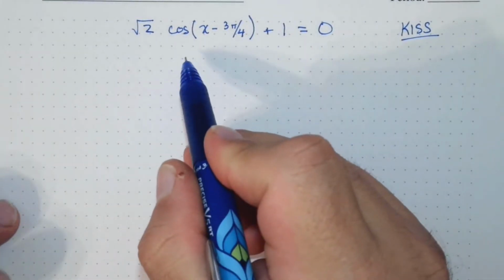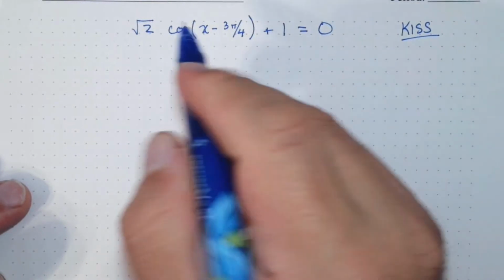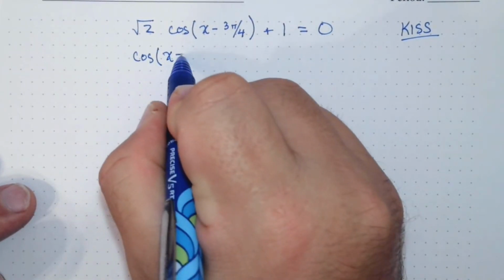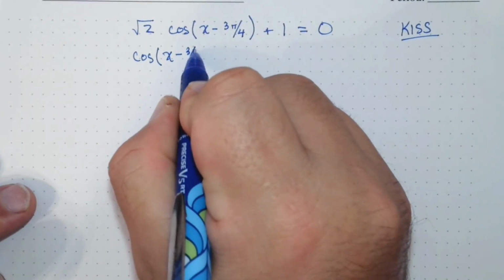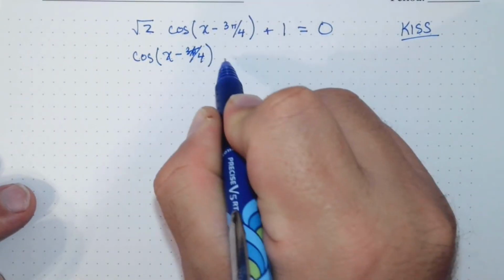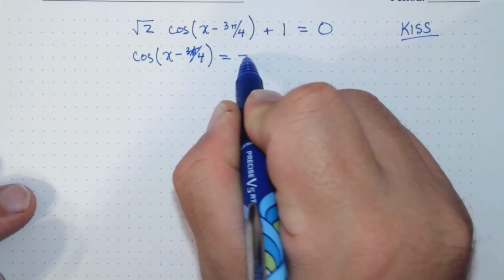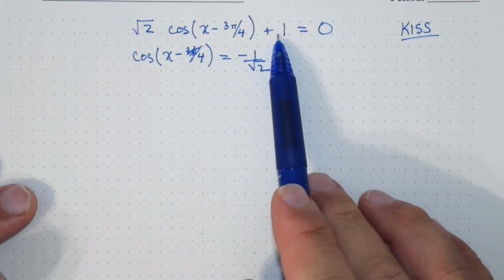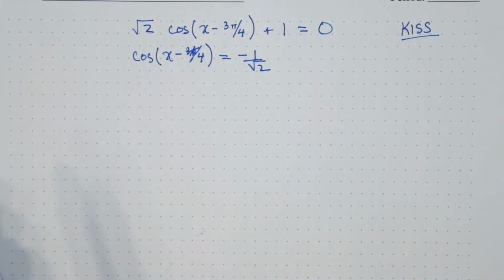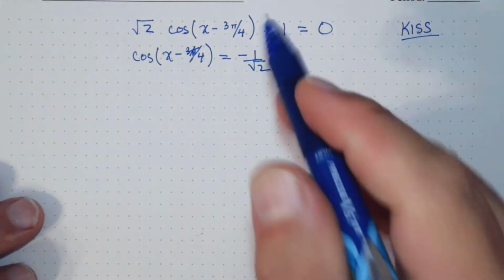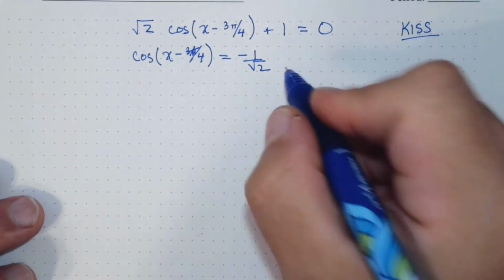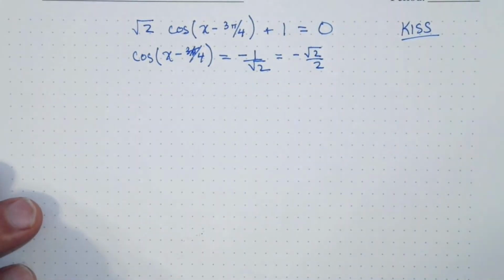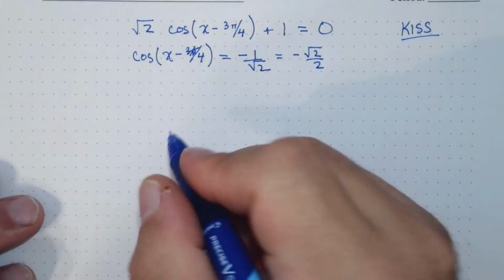So we can come over here and say, okay, what would be the simplest method for solving? I've got the cosine of x minus 3 pi over 4, and that's going to be equal to negative 1 divided by root 2, if I subtract 1 and divide by root 2. Now I need to understand that negative 1 over root 2 is the same thing as negative root 2 over 2.